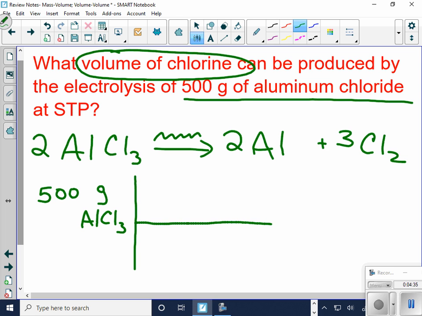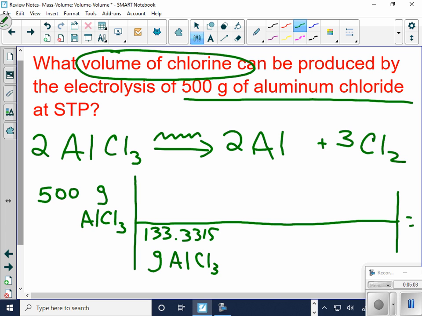I'm going to draw my conversion boxes. I'm going to draw a big, long conversion box because I'm going to have multiple steps in here. My very first step is I have to go from grams to moles. So I've already calculated my molar mass. It's 133.3315 grams of AlCl3 is equal to 1 mole of AlCl3. My grams cancel. I've now converted that to moles of aluminum chloride.